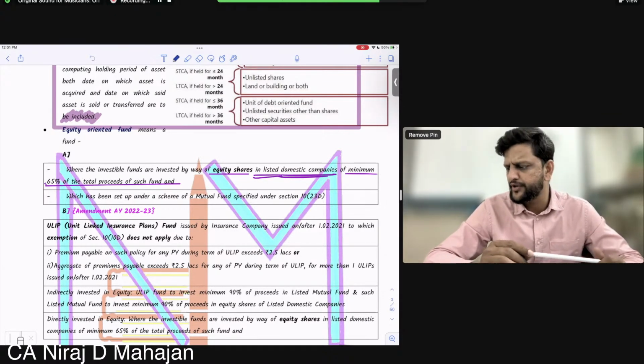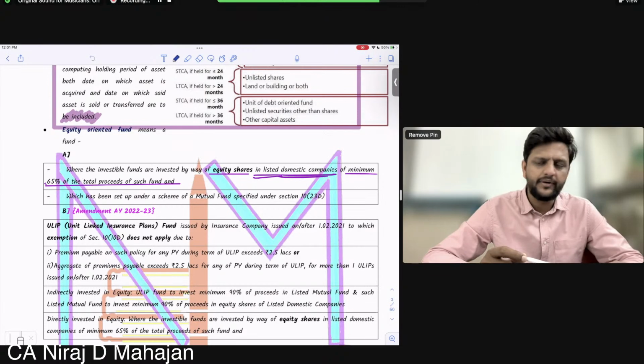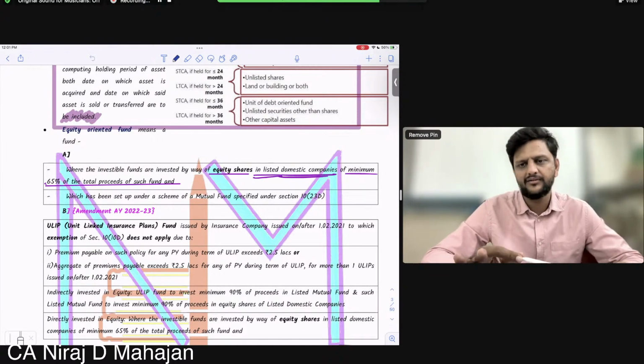Then a simple thing we understood: from selling price, or from sales consideration, what can we reduce? Transfer expenses. You get the net sales consideration. From that, what you can reduce? Cost of acquisition or cost of improvement. And these items can also be indexed. Indexed means what? Bringing them to present value of money. Are you getting my point? Present value of money, today's money.